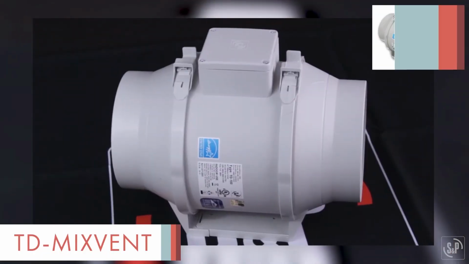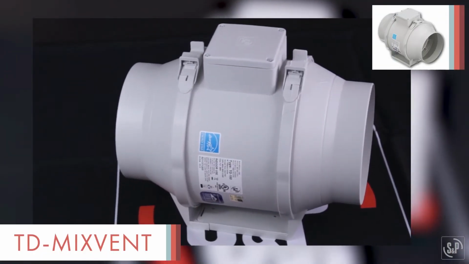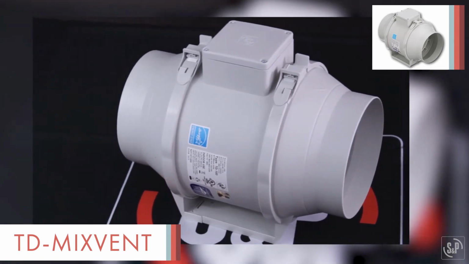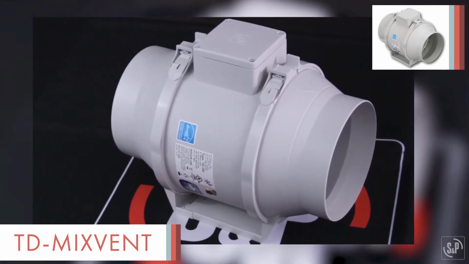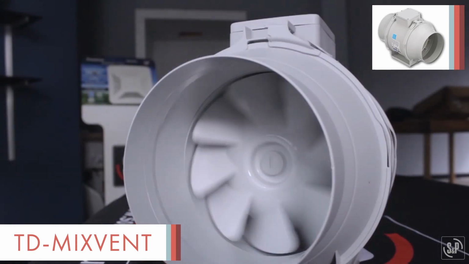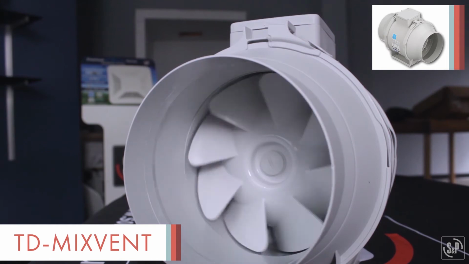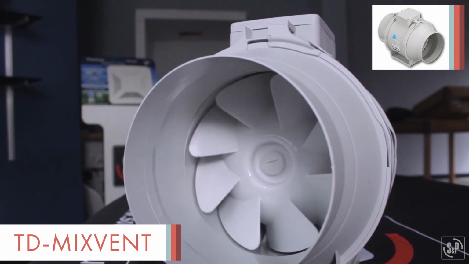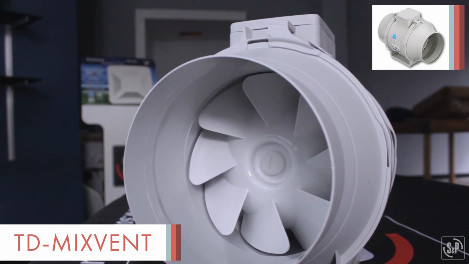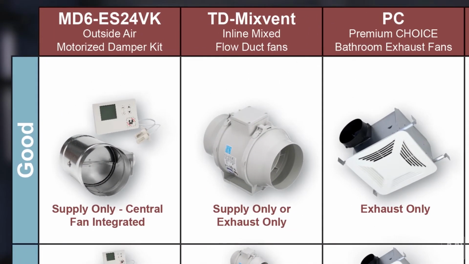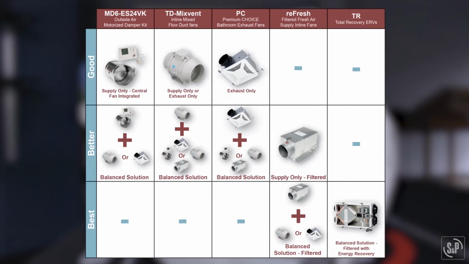The TD Mix Vent series, S&P's best-selling product worldwide, are inline mixed-flow duct fans specially designed to maximize the airflow performance with low noise levels in a compact housing. This makes the TD Mix Vent series the ultimate solution for small to medium-sized ventilation installations, which require a high airflow to pressure ratio and have limited space. The TD Mix Vent group of fans can be used as a supply-only, exhaust-only, or combo system to provide fresh air.